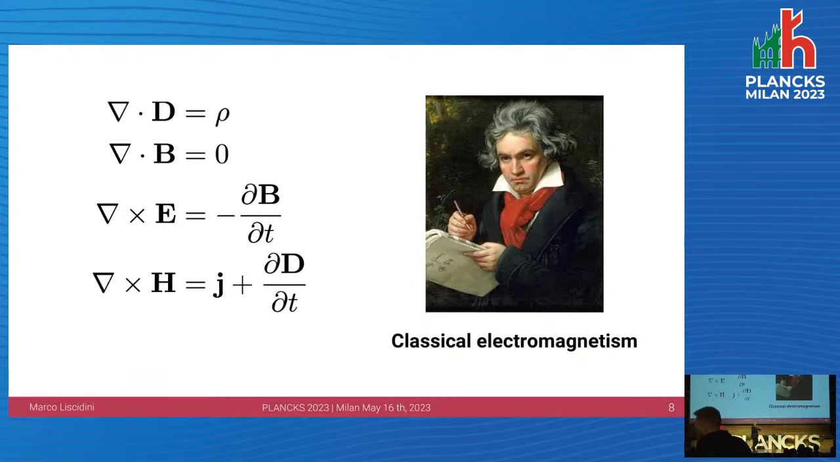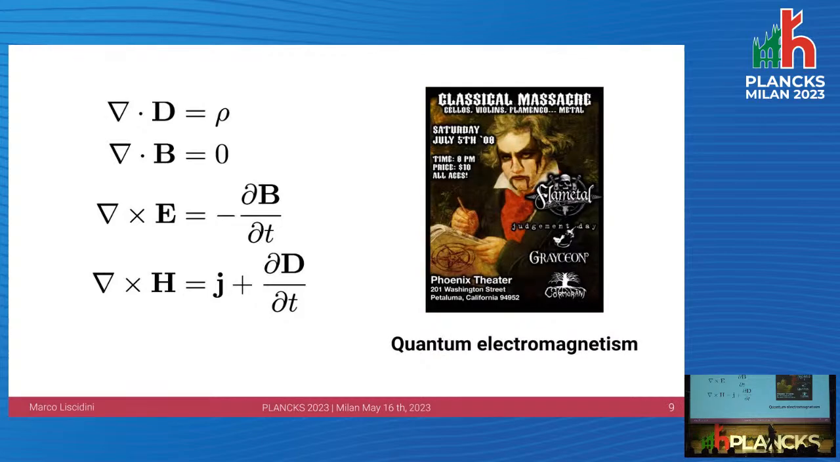But then if you go on, you realize that this very same equation also holds in quantum electromagnetism. I like this picture because you can kind of recognize Beethoven there. There are many properties in quantum electromagnetism that come directly from classical electromagnetism. So if you study classical electromagnetism very well, you learn an immense amount of tricks that you can still use when you quantize the field. Of course, the equations are written the same way, but now D, B, E, and H are not fields anymore. They're field operators.